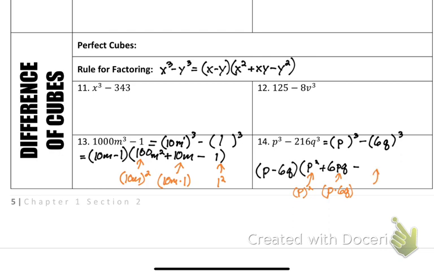And now is when we take that second parenthesis, 6q, and we're going to square it. So I'll have 6q squared. 6 squared is 36. q squared is just q squared. And we are done.